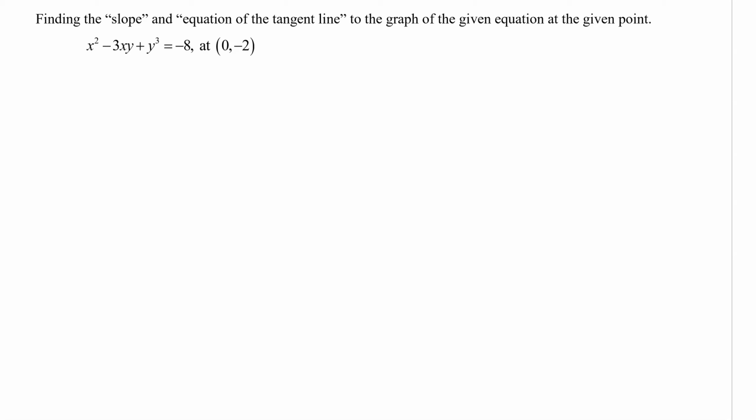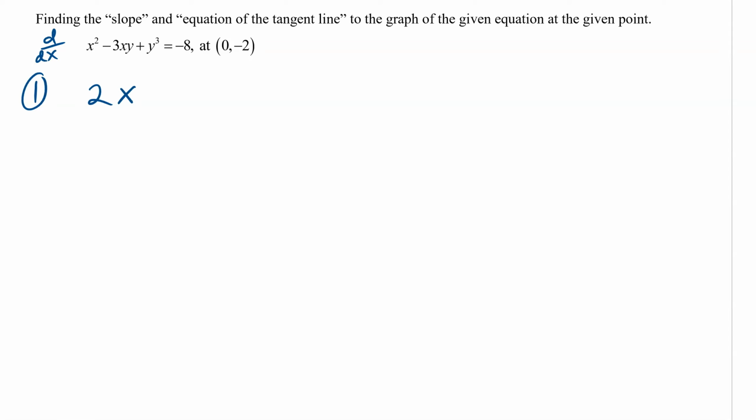We're going to be finding the slope and equation of a tangent line, this time implicitly. So it's the same stuff. We find the derivative, we plug in our point, and it gives us the slope of the tangent, just like we did before. So we take the derivative first with respect to x, because that's our denominator, dx.